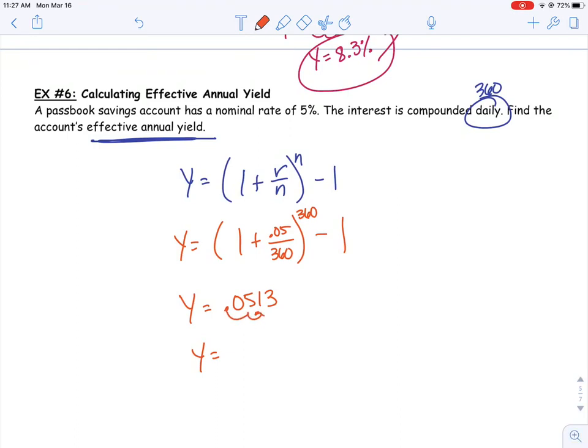So if we're talking about interest, remember we need a percent, so we need to move our decimal place over. And what interest rate would be the same as 5% compounded daily? Well, that would be a simple interest of 5.13%. You would have to make sure that you get 5.13% if it was simple interest versus only 5% if it was compounded daily. Much easier than doing all the steps that we did up above. So make sure you know how to use that effective annual yield formula. That concludes 8.3.